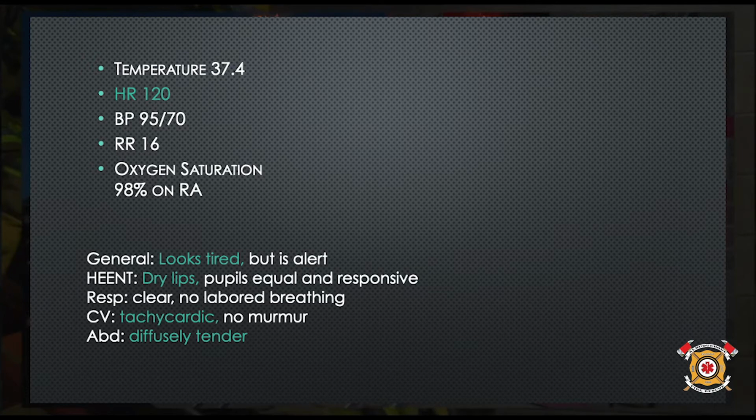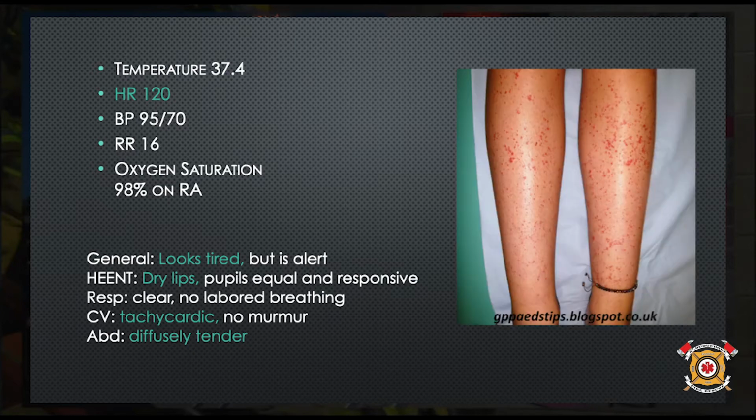You look at your patient and she looks tired but is alert. She has dry lips, pupils are equal and responsive, her lungs are clear without any labored breathing. She's tachycardic, as we mentioned, with a heart rate of 120, no murmurs, and her abdomen is diffusely tender. You look at her skin and this is what you see. Both lower extremities are covered in all these red spots. You're not really sure what to think or what to do, and so you're wondering what's your next step.